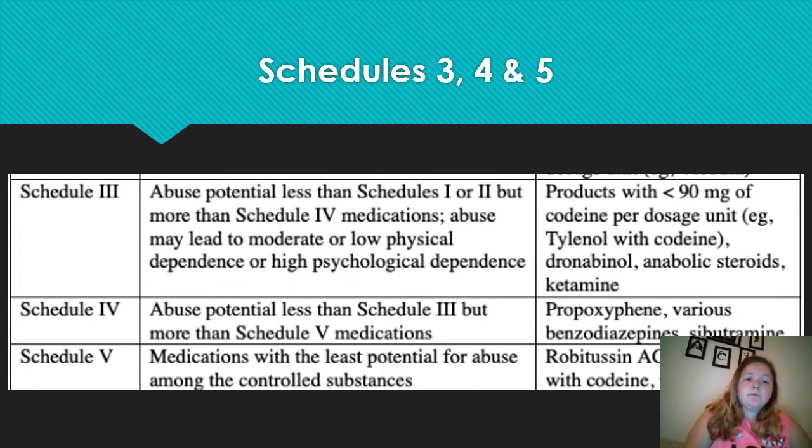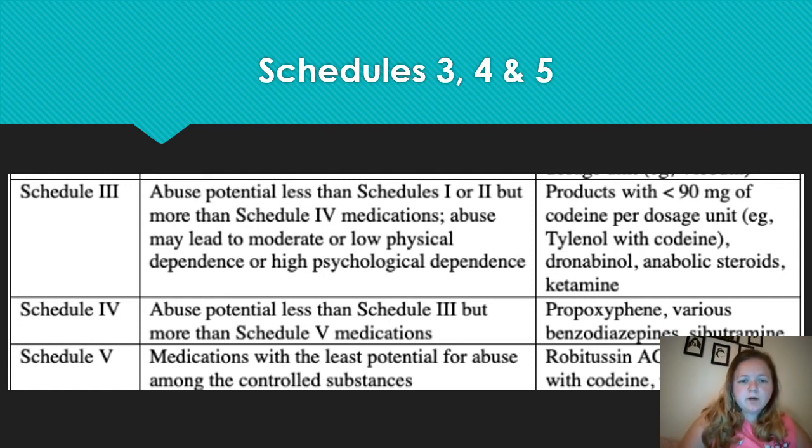The abuse potential is less than Schedule 1 and 2. So there's still an ability for them to abuse those kinds of drugs, but it is slightly less than the first two. So it will still lead to moderate or low physical and psychological dependency. And then it usually is anabolic steroids, ketamine, Tylenol with codeine, those kinds of drugs.